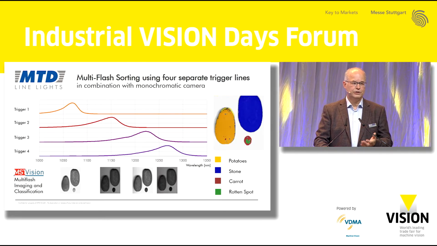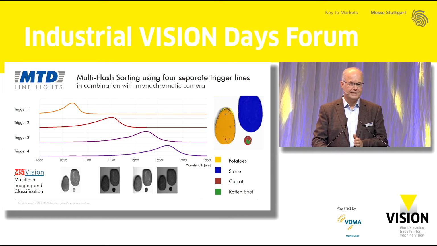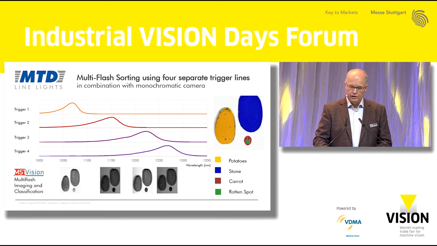This allows, for example, some simple kind of sorting in combination with high-speed monochromatic cameras. For each wavelength-selective trigger, you will get a wavelength-sensitive image channel. And with the right classification, we can distinguish between stones, potatoes, and carrots, and we also see a rotten spot in the carrot.